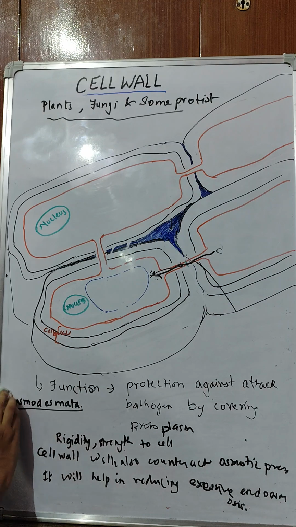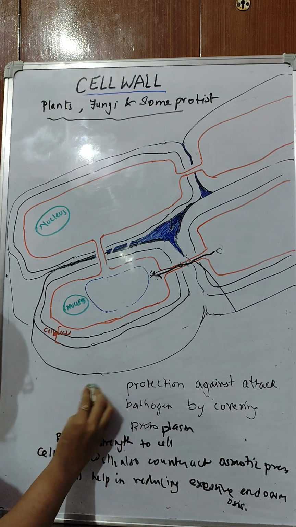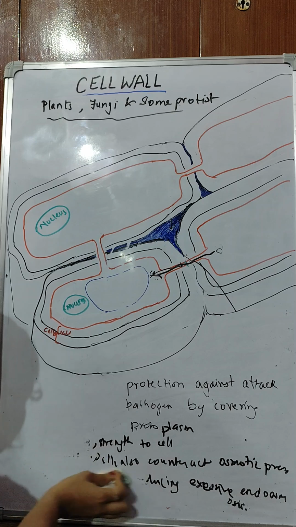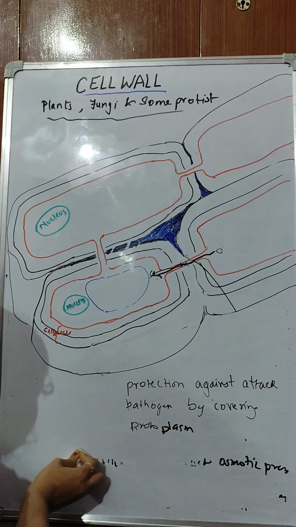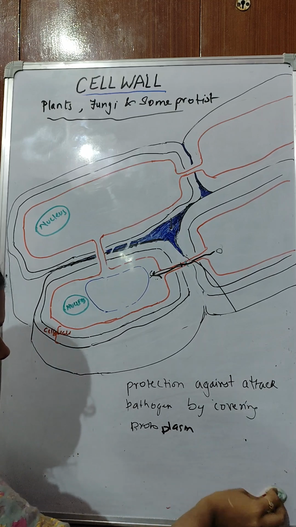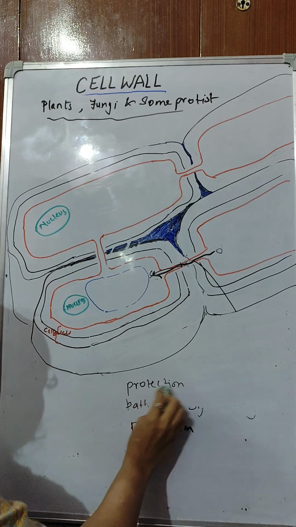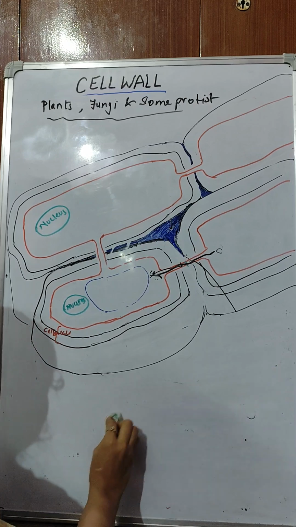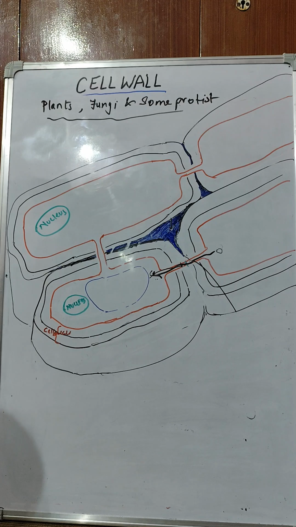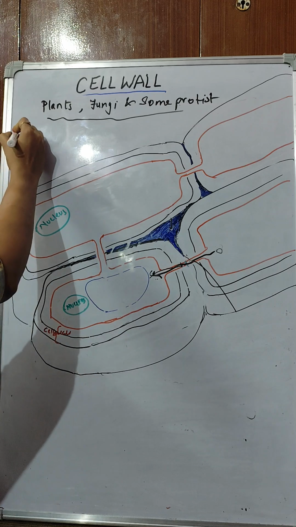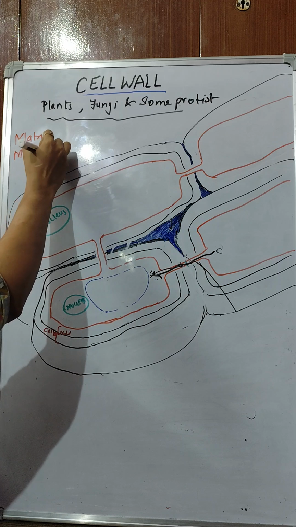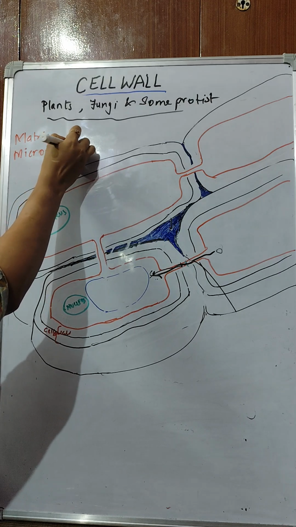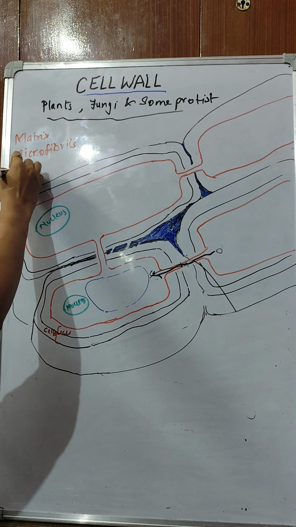Now let's see what is the chemical composition of the cell wall. Chemical composition of cell wall. Cell wall is composed of matrix, microfibrils and other ingredients.